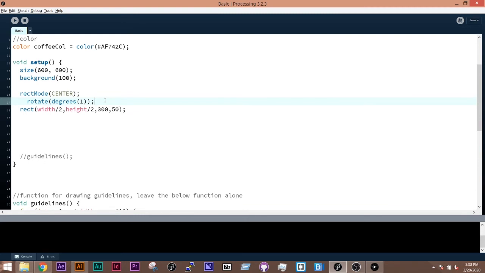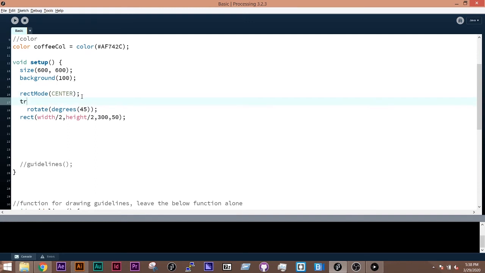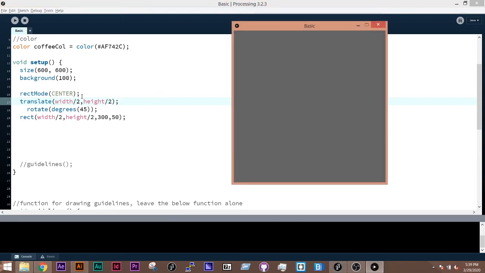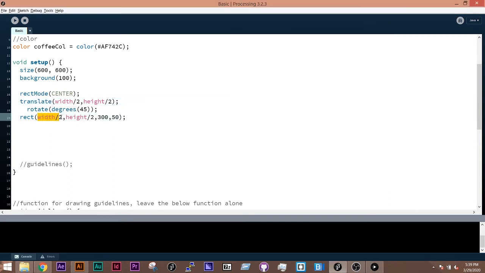So what I'm going to do is set this back to 45. And now I'm drawing this at width divided by 2, height divided by 2. So above rotate, I'm going to write translate and then change the origin point to where I want to draw my shape. So height divided by 2. And now when I do this, whoop, it's off the screen because I need to reset my rectangle to be 0 and 0.